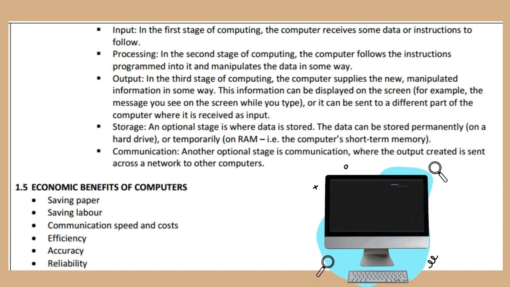This information can be displayed on the screen, for example, the message you see on the screen while you type, or it can be sent to a different part of the computer where it is received as input. Storage: an optional stage is where data is stored. The data can be stored permanently on a hard drive, or temporarily on RAM, i.e. the computer's short-term memory. Communication: another optional stage is communication, where the output created is sent across a network to other computers.